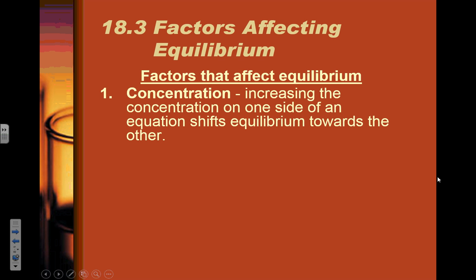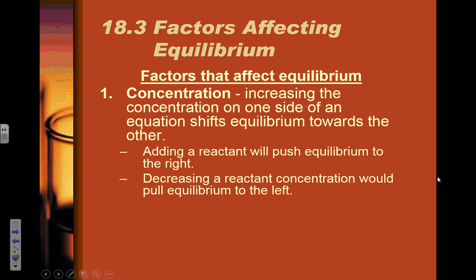Well, let's say we add or we remove a substance from either the reactant or the product side. That's going to change a reaction rate. Now, increasing the concentration on one side of the equation shifts equilibrium towards the other. So fundamentally, if I add a reactant, that's going to shift equilibrium to the right. If I add a product, that's going to shift equilibrium to the left. So adding a reactant is going to push equilibrium to the right, but decreasing a reactant would then pull equilibrium back to the left. Because what's really happening here is all about our reaction rates.